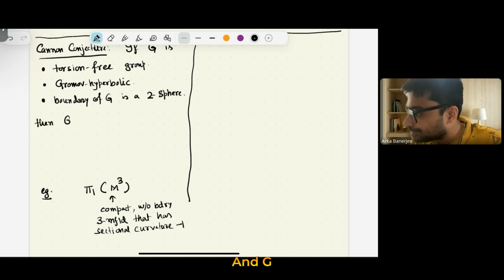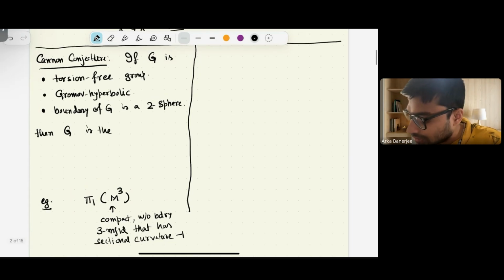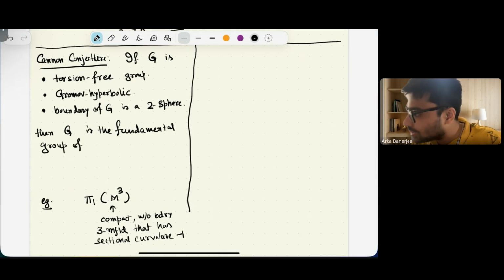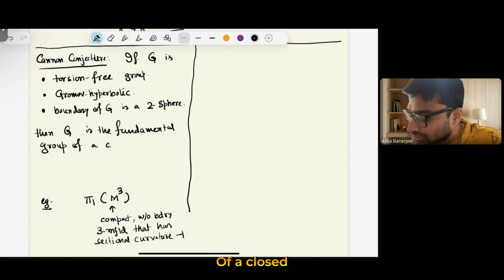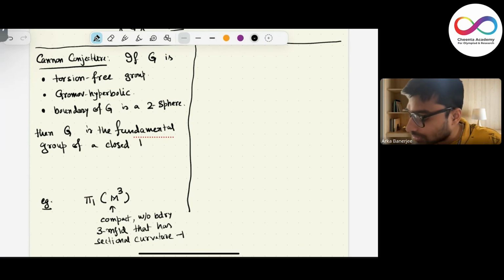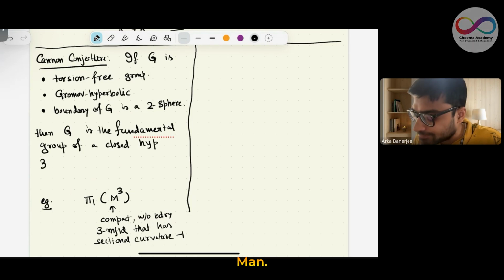Then G is the fundamental group of a closed, again closed meaning compact and without boundary, hyperbolic three-manifold.